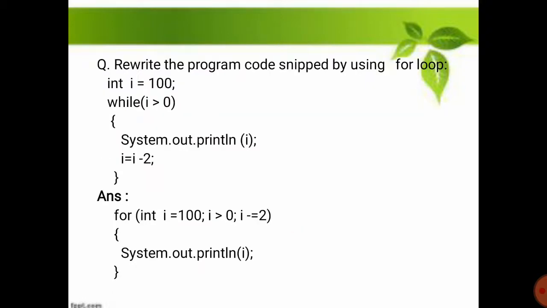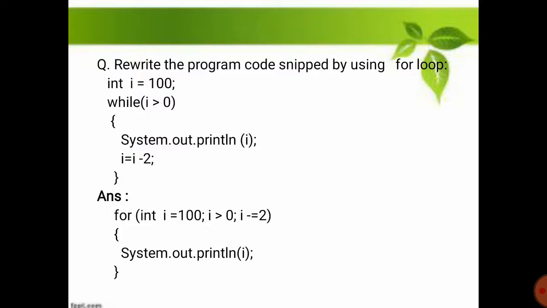Now question number 2: rewrite the program code snippet using for loop. In this, the program is written with the help of a while loop, and we have to convert it to a for loop. Here the initialization i is equal to 100 comes first, before the while loop. Then in the while loop, the test condition is while i is greater than 0, and within the body of the loop it prints the value of i, and each time it changes the value i is equal to i minus 2. This is the updation statement.